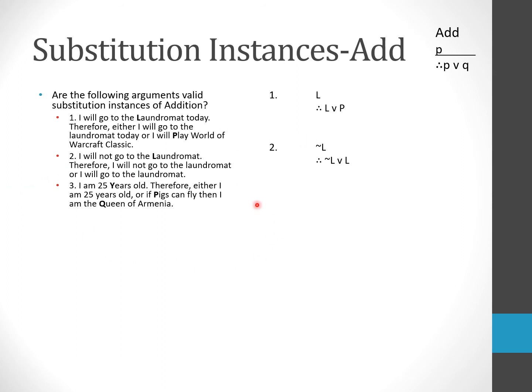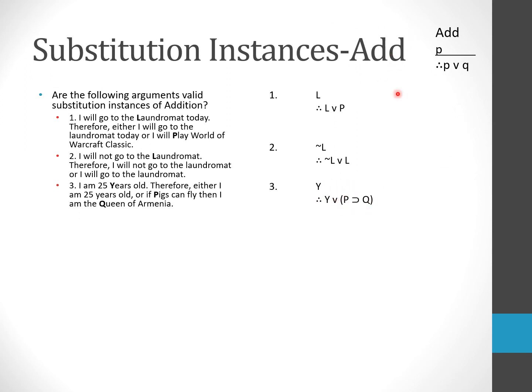And we can also use these with very absurd examples. So I'm 25 years old, therefore either I'm 25 years old, or if pigs can fly, then I am the Queen of Armenia. So here we started with Y, and then we inferred this whole conditional.